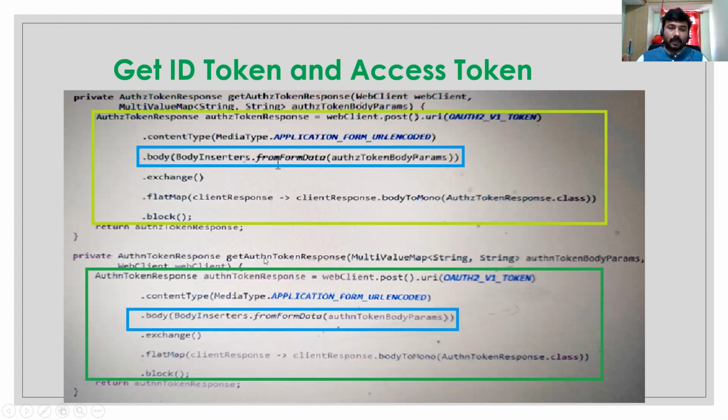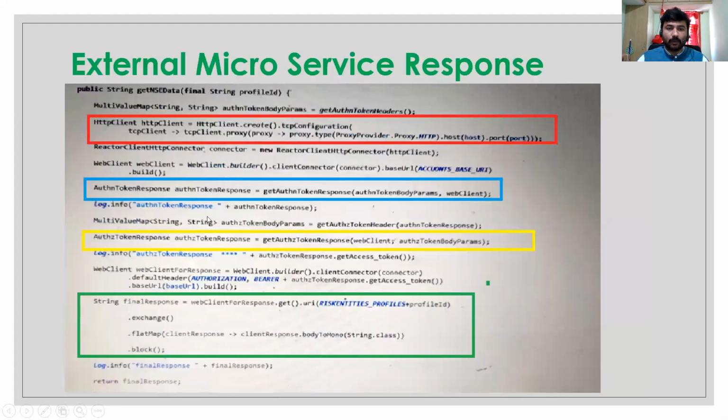However, here in the second method, I am passing the Oauth2 token header params and getting the token back, ID token. And in the first method, I'm passing the Oauth2 params, that is access token body params, and getting back access token. So these two private methods, I am invoking in the blue highlighted and yellow highlighted lines.